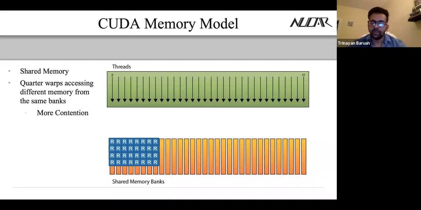So as a GPU programmer, when you're programming shared memory, you need to understand this concept of a bank conflict, because if you have this sort of pattern here where so many threads are accessing the same bank, you will run into performance issues. So just be aware of that.